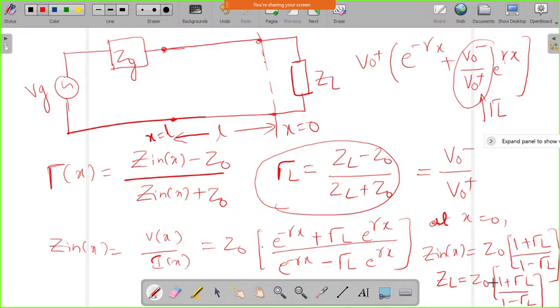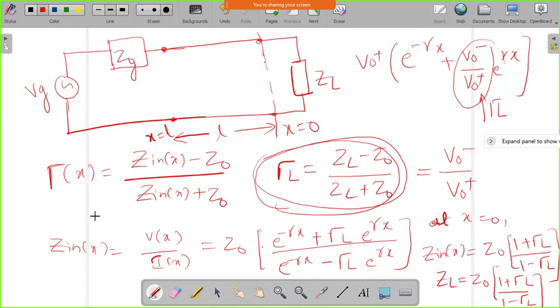Okay, now this gamma L we can derive in terms of ZL and Z naught. You can take 1 minus gamma L to this side, and you can arrive at this equation, that is the reflection coefficient at the load end. That is given by ZL minus Z naught by ZL plus Z naught. Okay, that is the reflection coefficient at the load end.